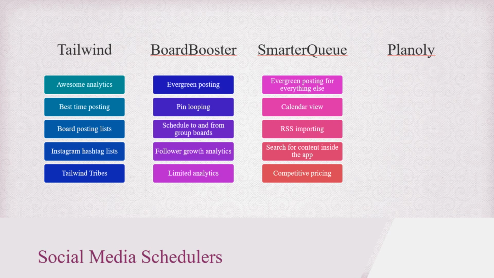SmarterQ is my favorite tool. For like $20 a month, you can have evergreen posting for everything else. So you may know of a program called Edgar, which does the same thing, and they were kind of the leading tool for this, but SmarterQ came around and they slashed the price and really went crazy with this idea of evergreen posting. So they have a calendar view, and you can import from RSS, which is what I was looking for, for so long, forever.